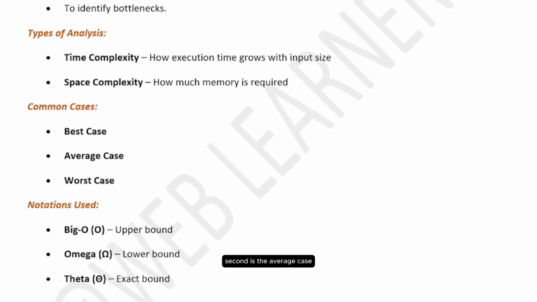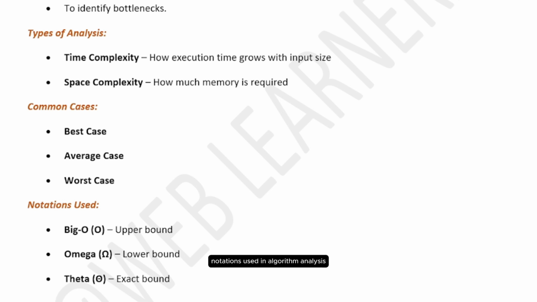Second is the average case. Average case is the normal or expected performance, like finding a number somewhere in the middle. Third is the worst case. Worst case is the maximum time taken by an algorithm, like finding a number at the last position or not found at all. Most of the time, we focus on worst case analysis.